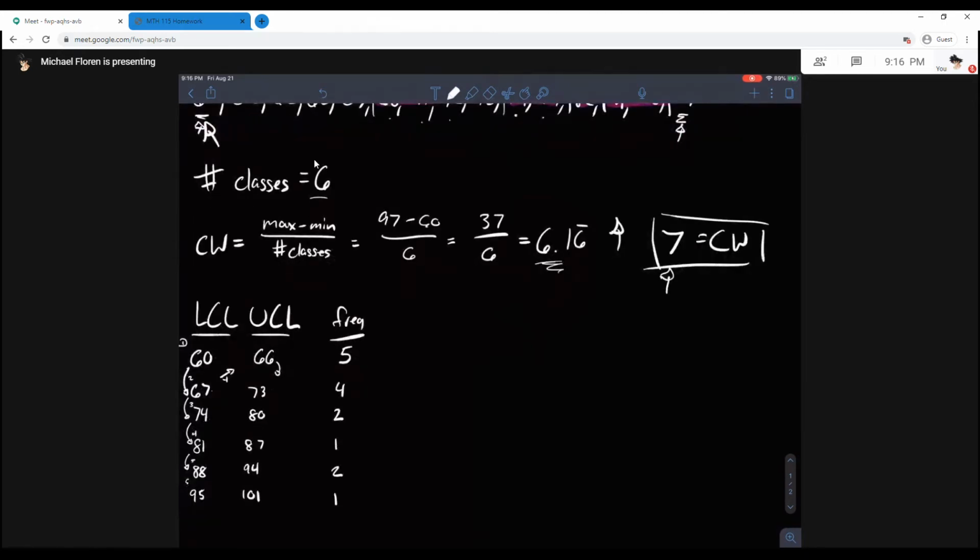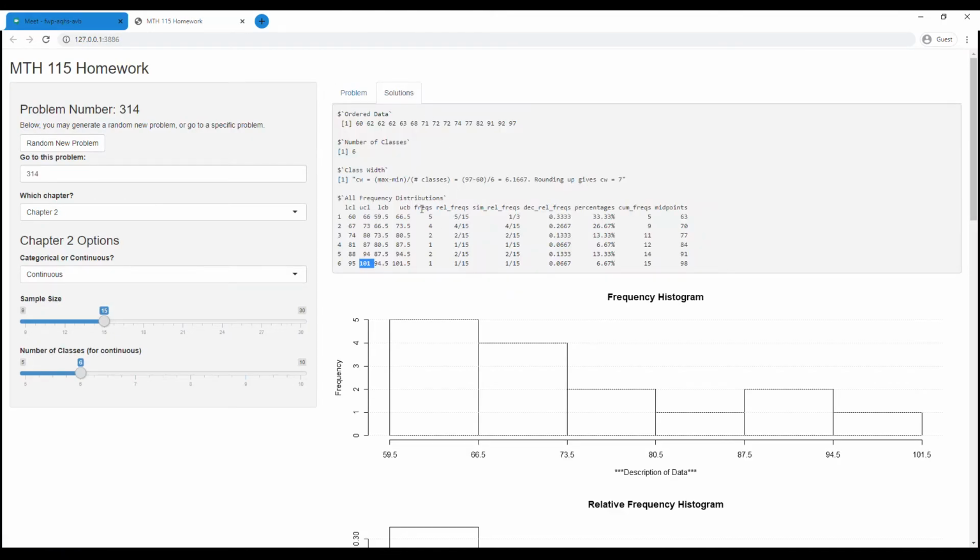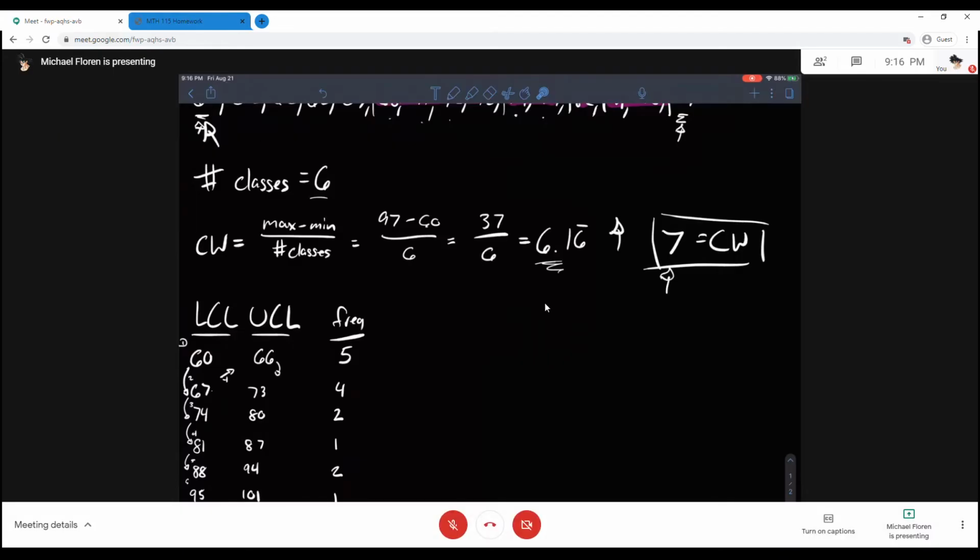Now I'm going to double check this frequency. I've got 5, 4, 2, 1, 2, and 1 that I'm going to double check in my homework app. Wherever the frequency column is, I'm ignoring everything else, I just want to look at the frequency. 5, 4, 2, 1, 2, 1. Hey, I'm doing it. Not bad. Okay.